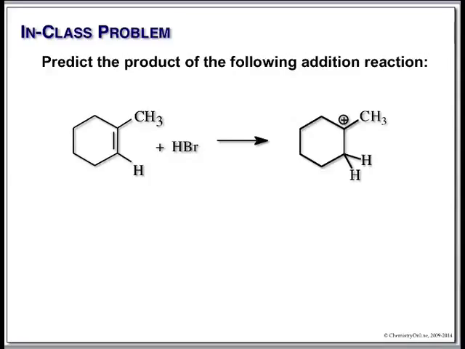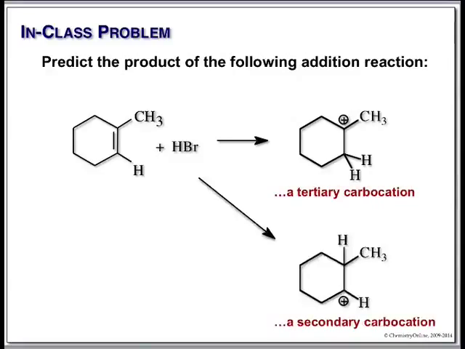If we put the proton on this carbon, and let's refer to that as the anti-Markovnikov carbon, we would get this guy, which is a secondary carbocation. That would happen. We all know tertiary is better than secondary. Therefore, these are the two possible carbocations. The one that will be formed is this guy.